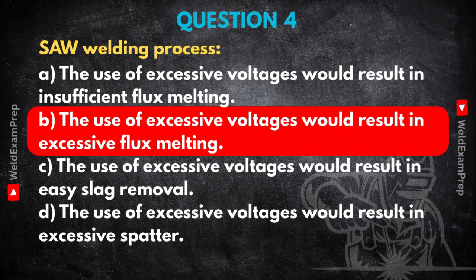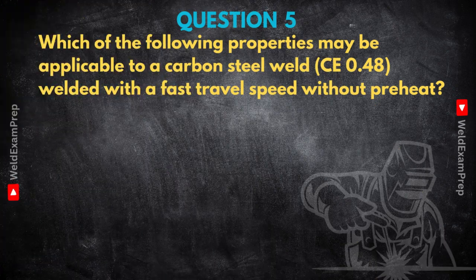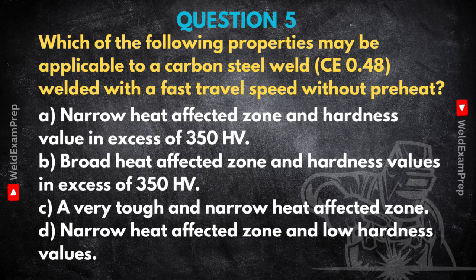Absolutely vital. Okay, final question. Let's tie a few of these threads together: material properties, welding procedure, a real-world type scenario. Question. Which of the following properties might apply to a carbon steel weld with a carbon equivalent, or CE, of 0.48, which has been welded using a fast travel speed and without preheat?